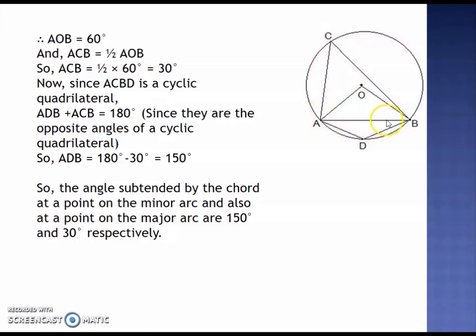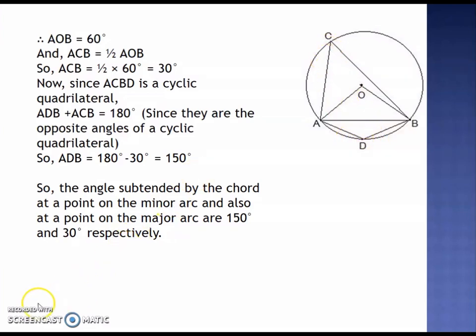Also I know that ADBC, this is forming a cyclic quadrilateral because all the vertices are touching the circumference of the circle. So in ACBD, since it is a cyclic quadrilateral, I can also use the property of cyclic quadrilateral that opposite angles are supplementary. So once I get this angle C is half of angle O, that is 30 degree. So angle D should be 150 degree because 30 plus 150 will only form 180. So those are the angles, that is 30 degree and 150 degree, which this chord subtends on the major arc and minor arc.